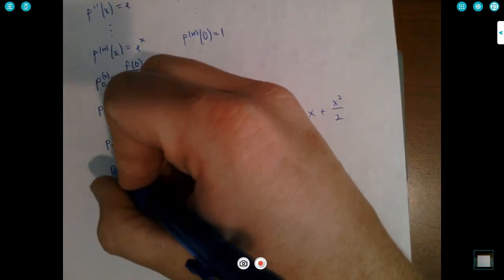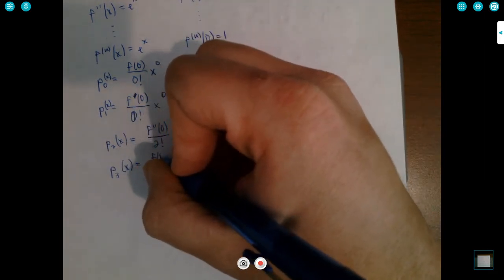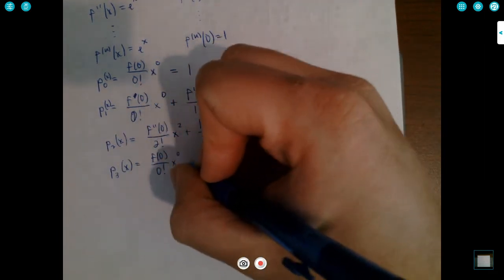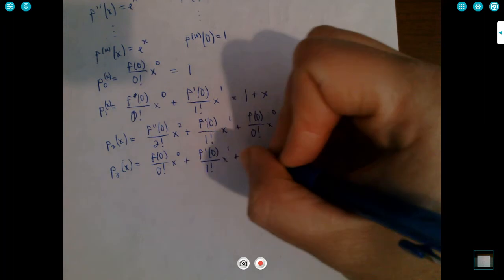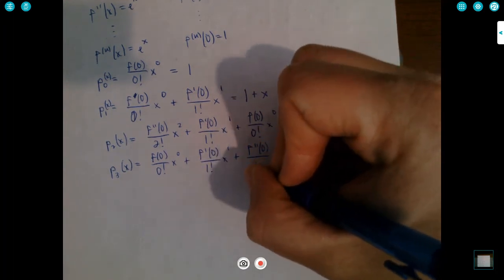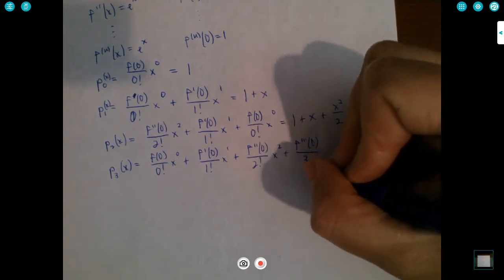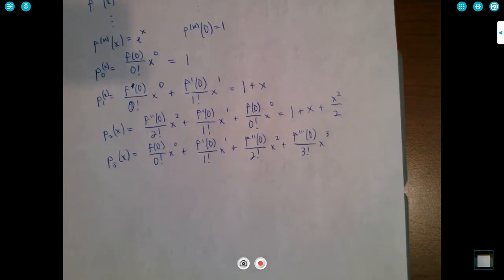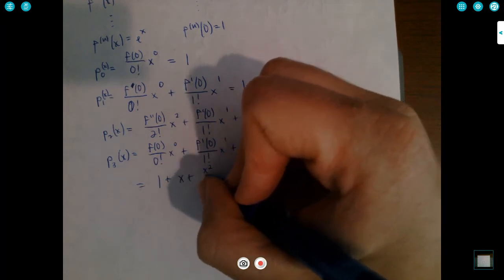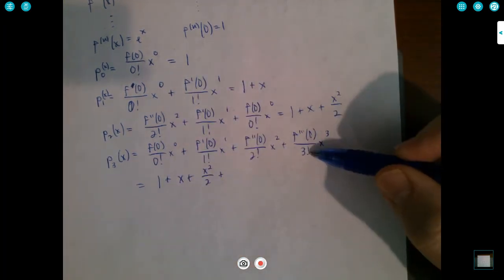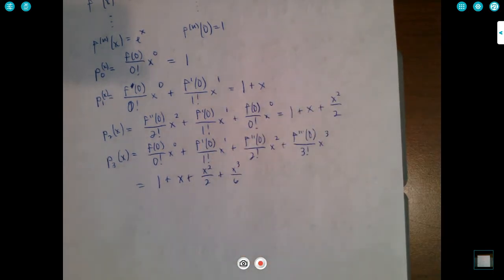Let's do one more. I'll try to do this one in order. So I need to start at 0. So it's going to be f of 0 over 0 factorial times x to the 0 plus f prime of 0 over 1 factorial times x to the first plus f double prime of 0 over 2 factorial times x squared plus f triple prime of 0 over 3 factorial times x cubed. Right? So that's p3. And that's going to come out to 1 plus x plus x squared over 2 plus, 3 factorial is 6, so this is going to be 1/6 x cubed. So x cubed over 6. And so forth, right?